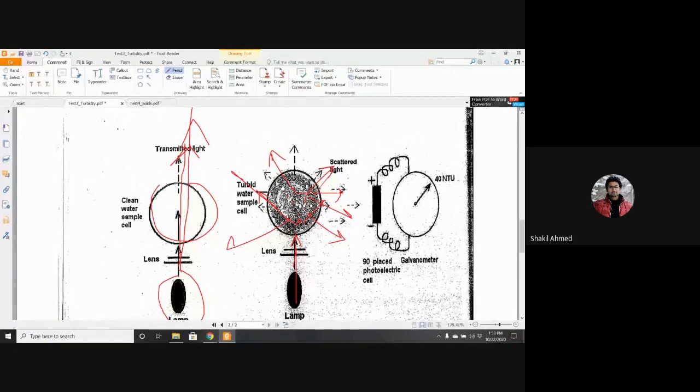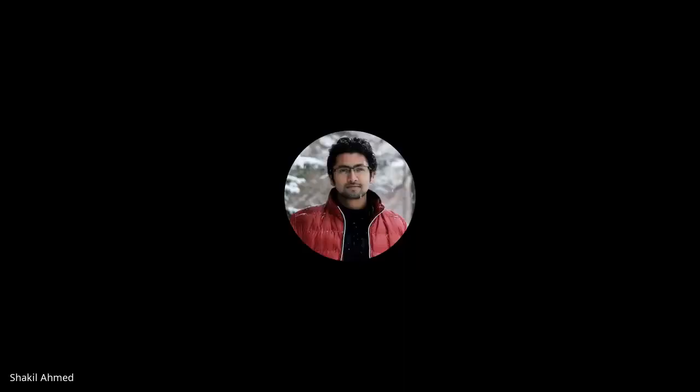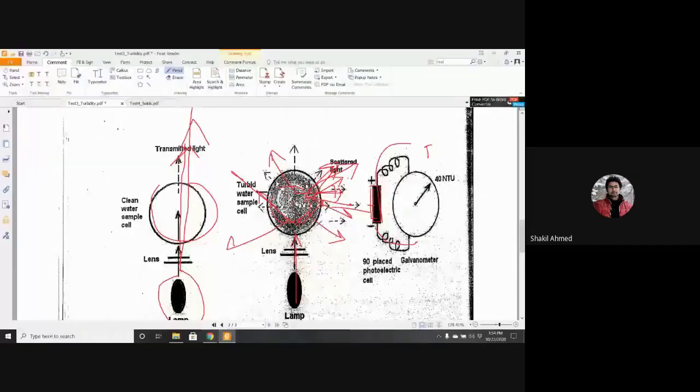Now you have a device here which can capture the light, detect the light. Now this scattered light will hit this cell, and you can determine the scattered light. Is it clear?